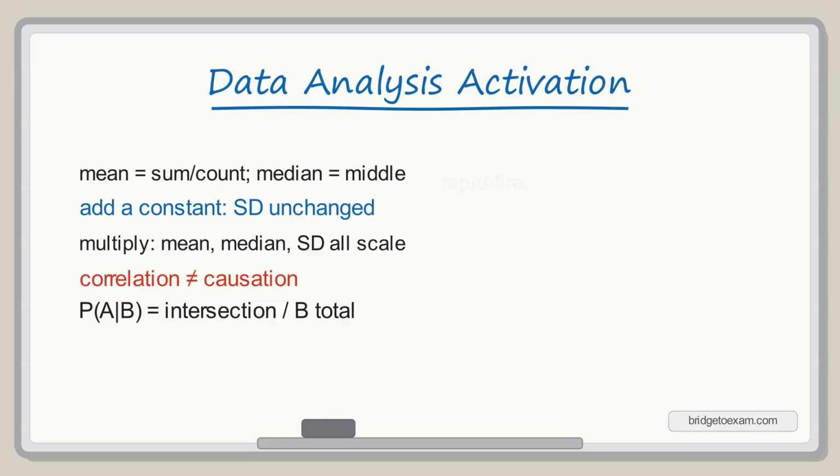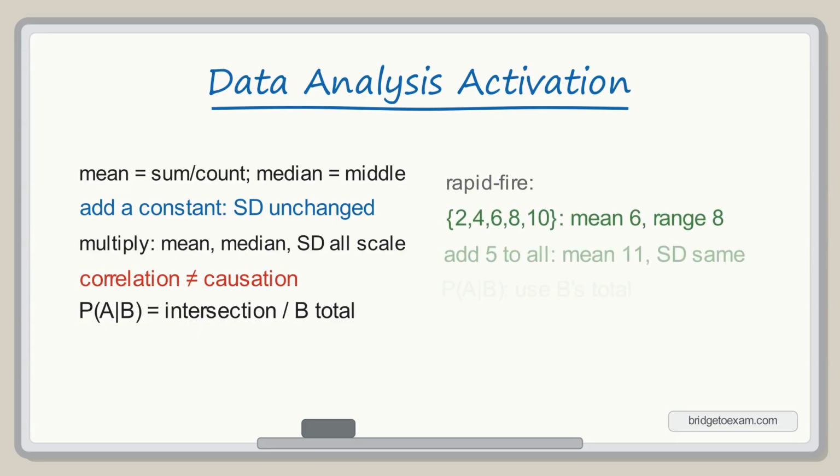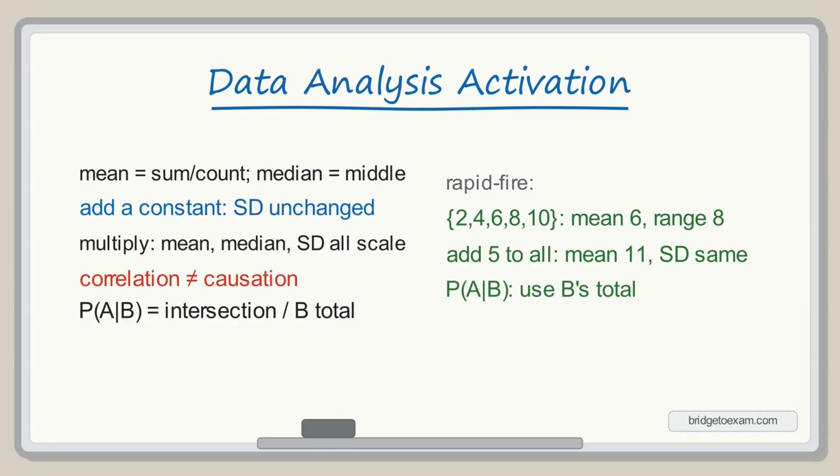Quick examples. The set 2 through 10 has mean 6 and range 8. Add 5 to every value, and the mean becomes 11, but the standard deviation is unchanged. And for conditional probability, divide by B's total, not the grand total.